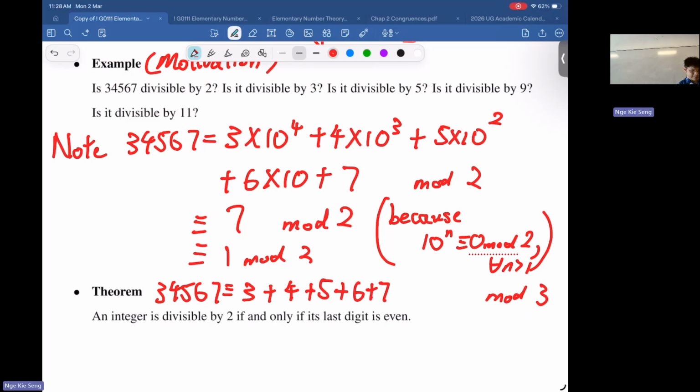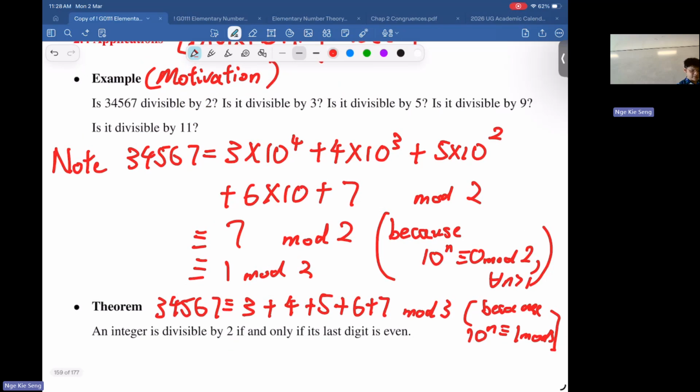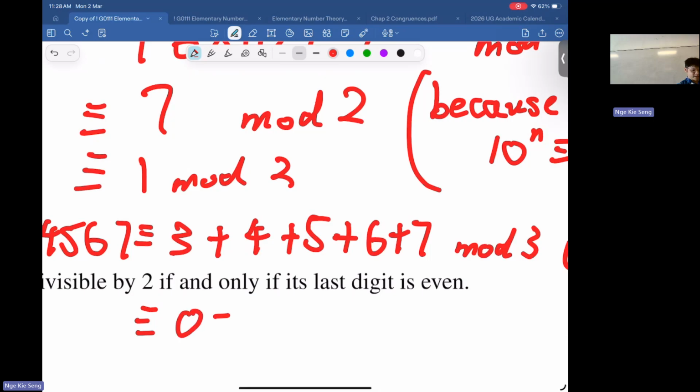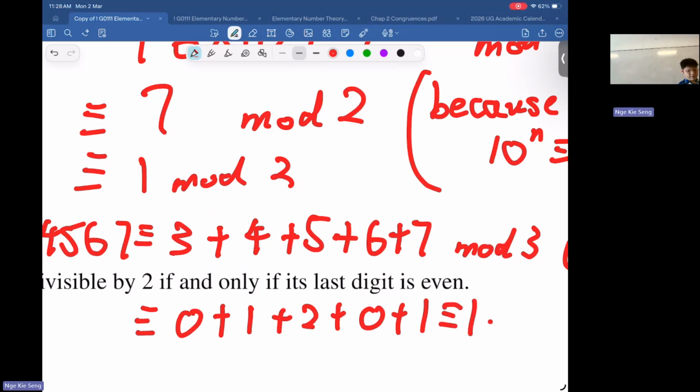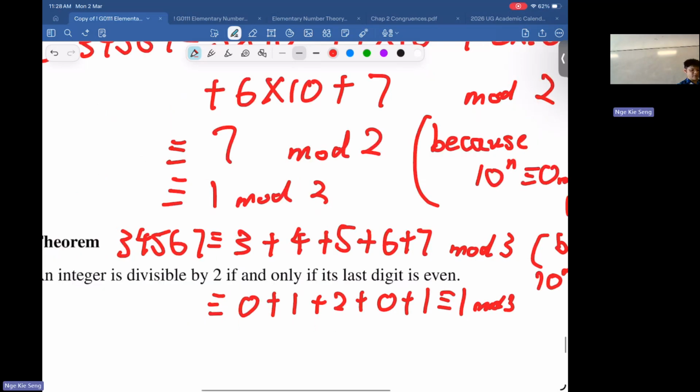So because 10 to the n modulo 3 is 1. Okay, so then what do we do next? We just simply process the rest. It's easy to see, right? So here is 0 plus 1 plus 2 plus 0 plus 1. So you are just left with 1 mod 3. Again, not divisible by 3. You can use your calculator to check whether it's the same or not.